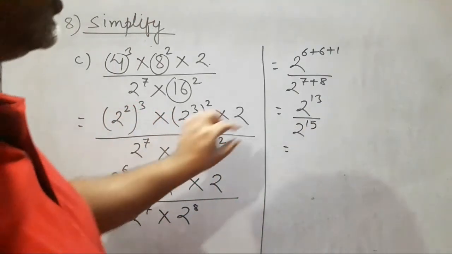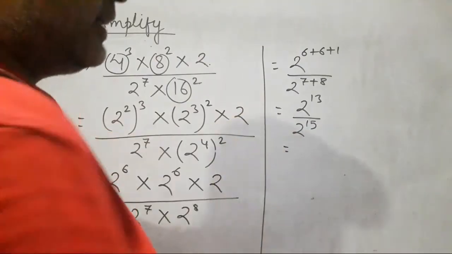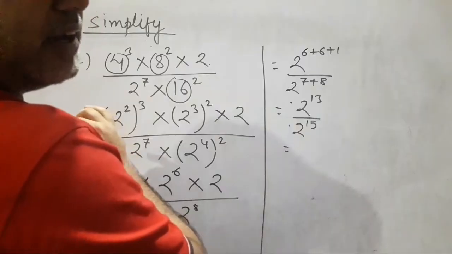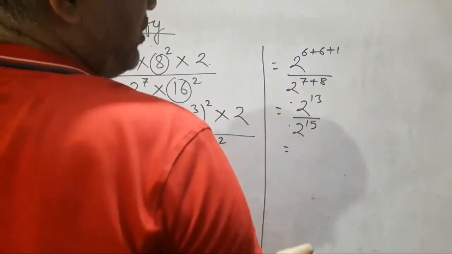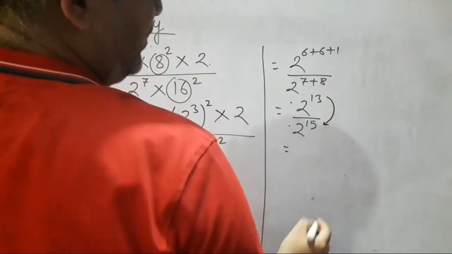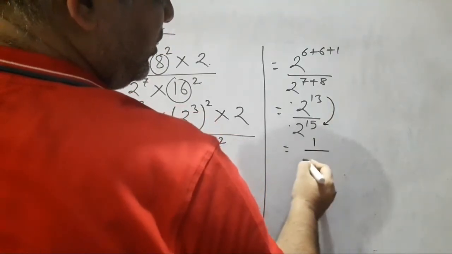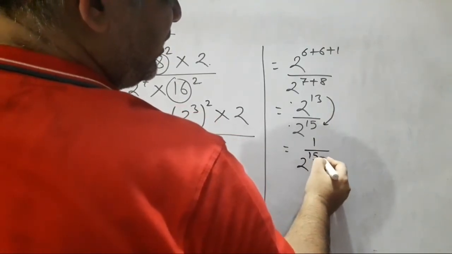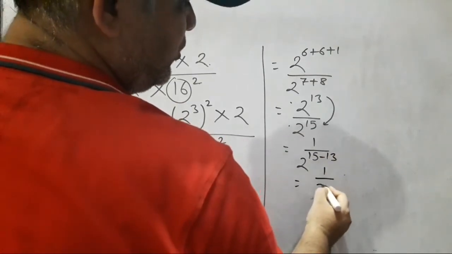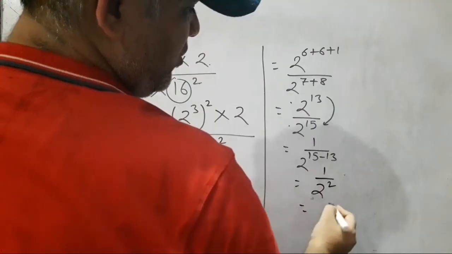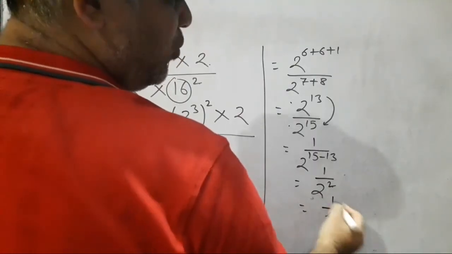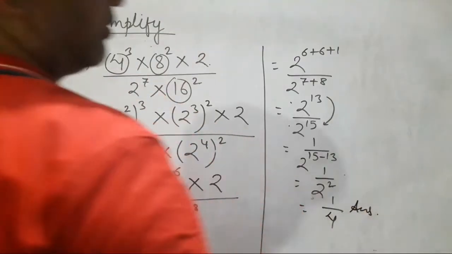Now we will follow here the quotient law of indices. Since there are same bases, and when same bases are divided, we should subtract the power. So 13 is subtracted from power 15. 1 by 2 power 15 minus 13 equal to 1 by 2 power 2, equal to 1 by 2 power 2 can be written as 4. So 1 by 4 is our answer.